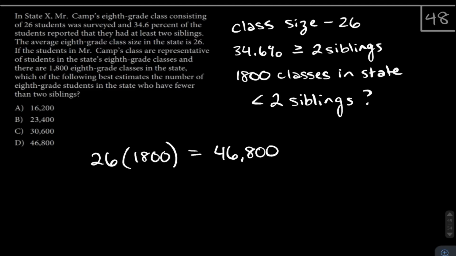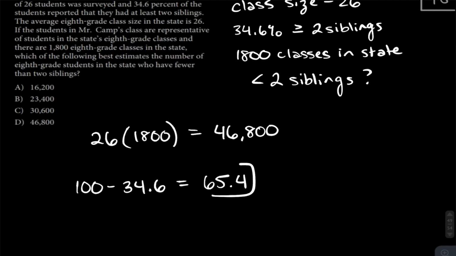Okay? Now that you have this, we know that 34.6% of them have greater than or equal to 2 siblings, or they have at least 2 siblings. So how many have less than 2 siblings? Well, that's going to be 100 minus 34.6%, right? And if you do 100 minus 34.6 in your calculator, you get 65.4. You could maybe do that in your head if you want to. Okay? So 65.4% of this 46,800 has less than 2 siblings.